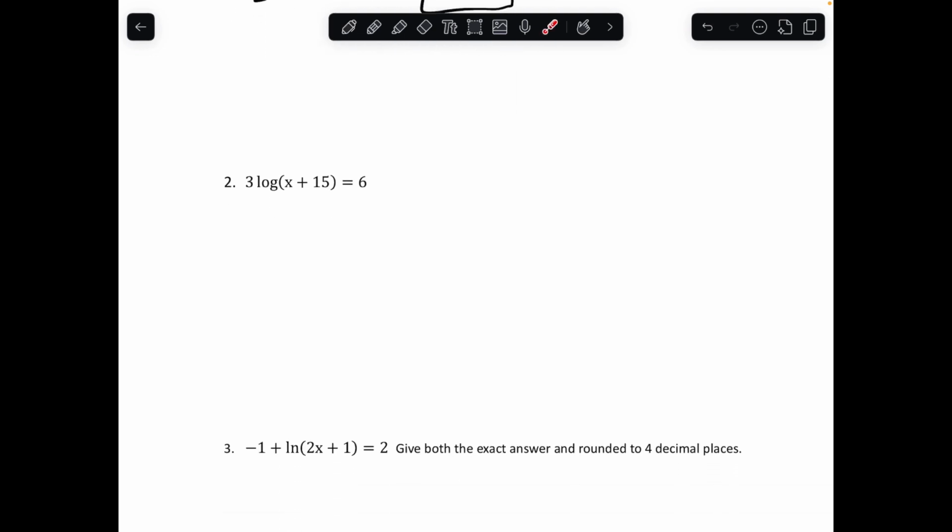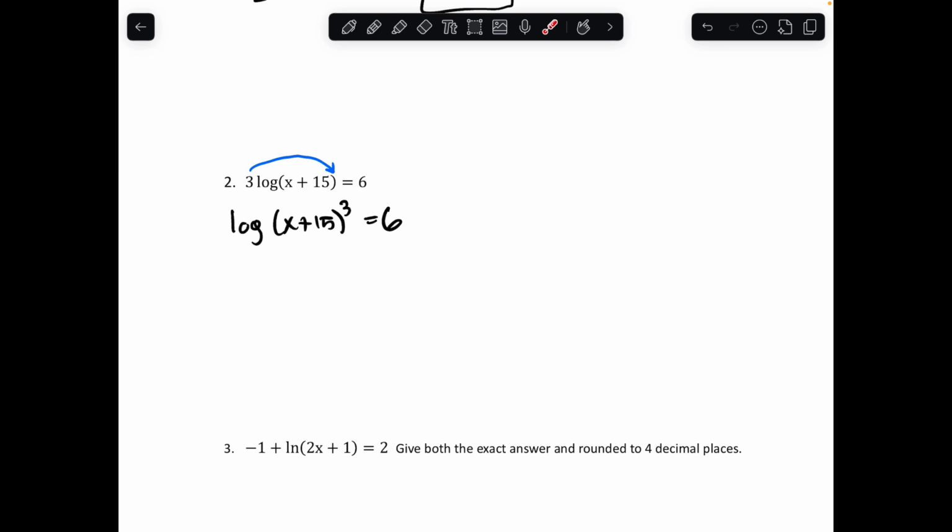So number 2 has 3 times log of x plus 15 is equal to 6. Now we can take this 3 and move it to the exponent over here, and so what are we going to get? We get log of (x plus 15) cubed is going to be equal to 6. Now from here we might get stuck because I don't see a base. However, if you don't see a base and you just have log, it's going to be our common log, which means that it has a base of 10.